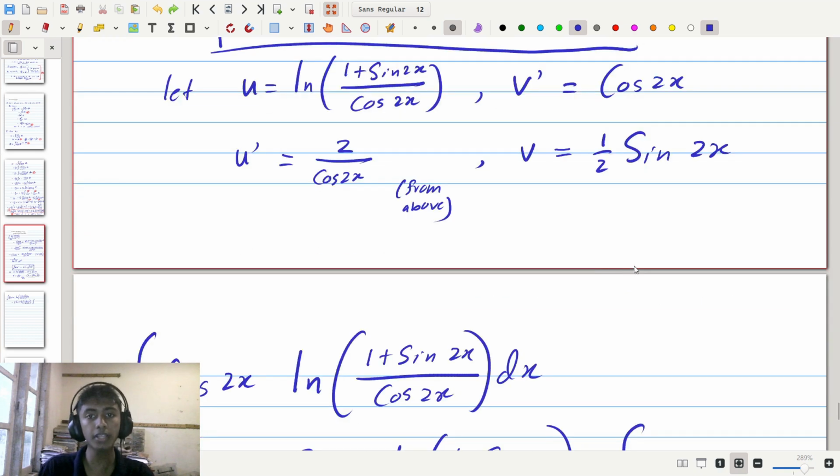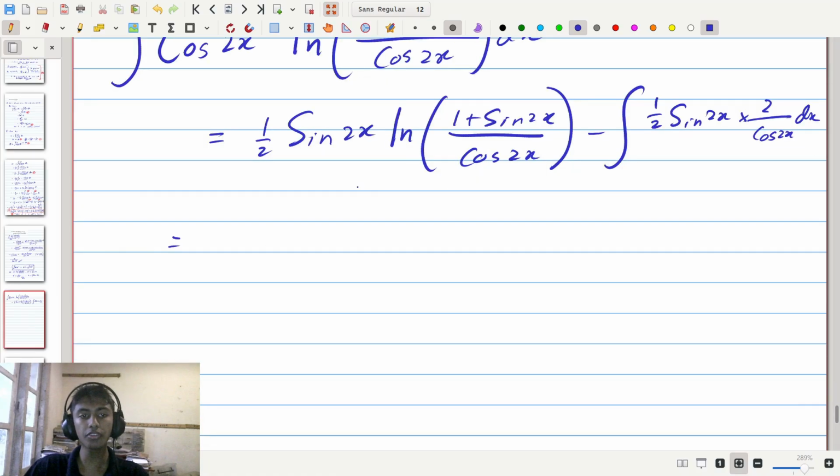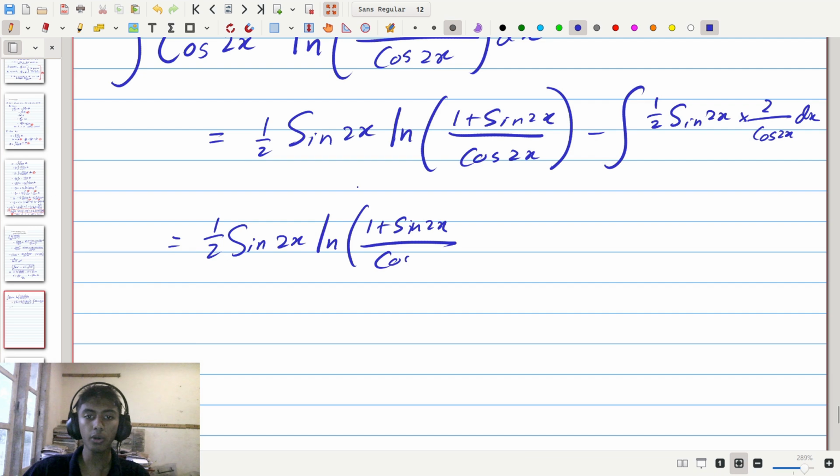So multiplying the two together, that bit is going to be equal to 1/2 times 2. Actually, we'll write the whole thing. I was going to write only part of it, but we'll write the whole thing. 1/2 times the sine of 2x times 2 over cos 2x dx. Now simplifying down, this left side has nothing to simplify, so we can write that directly as half times the sine of 2x times the natural logarithm of (1 plus sine 2x) divided by cos 2x, and the other part, the minus bit, is going to be the half will cancel with the 2, leaving us with just 1, and then we have sine 2x divided by cos 2x, which is equal to tan 2x.